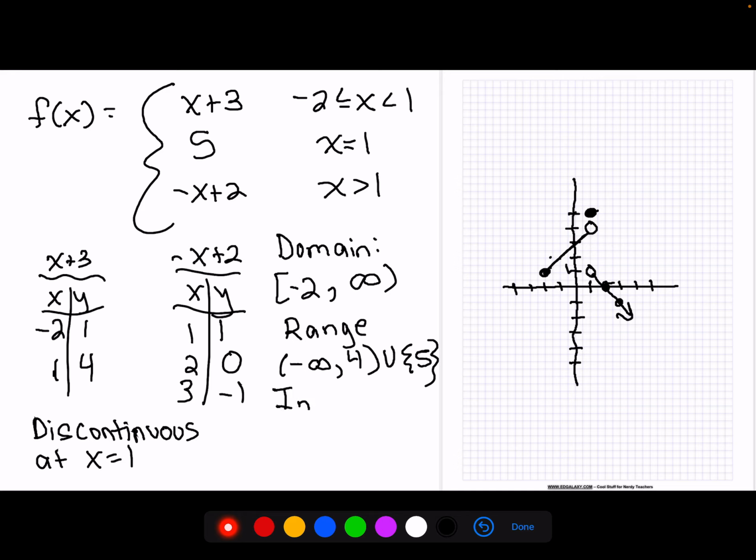What do we want to know about those? It crosses the x-axis at (2, 0). It crosses the y-axis at (0, 3). And there you go. So that's another piecewise-defined function. It has the pieces, it's a function, passes the vertical line test, and it has different definitions across its domain.